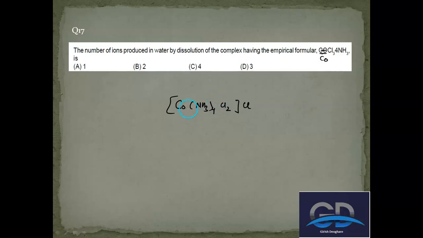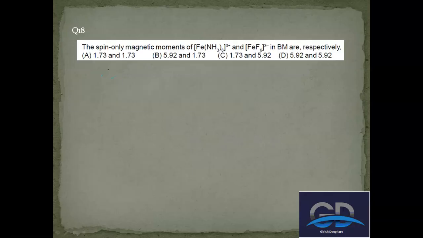So we can see over here the coordination number of this particular molecule, this cobalt, is 6, and therefore when it ionizes, it is going to give us 2 ions only. So Co(NH3)4Cl2 plus, this is the cationic part, and we have a Cl minus. So in all we get only 2 ions. Hence for this question, the answer should be B.